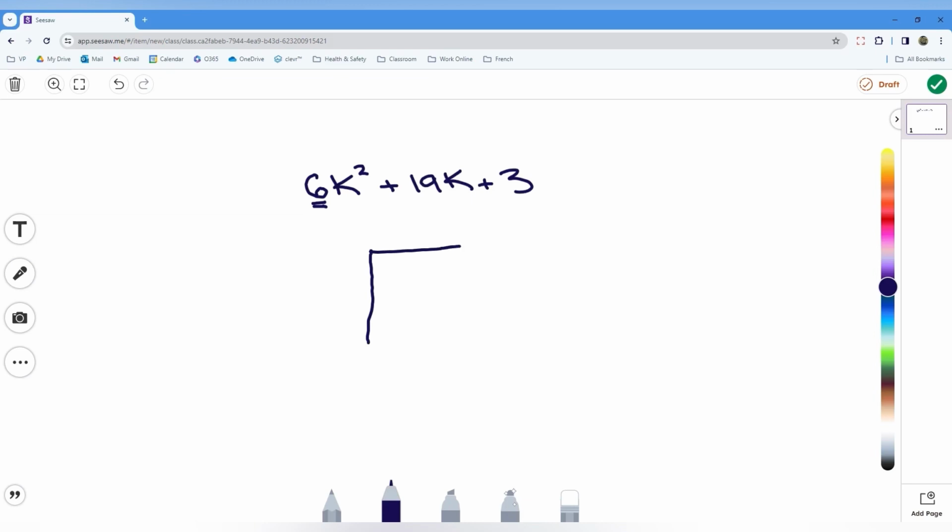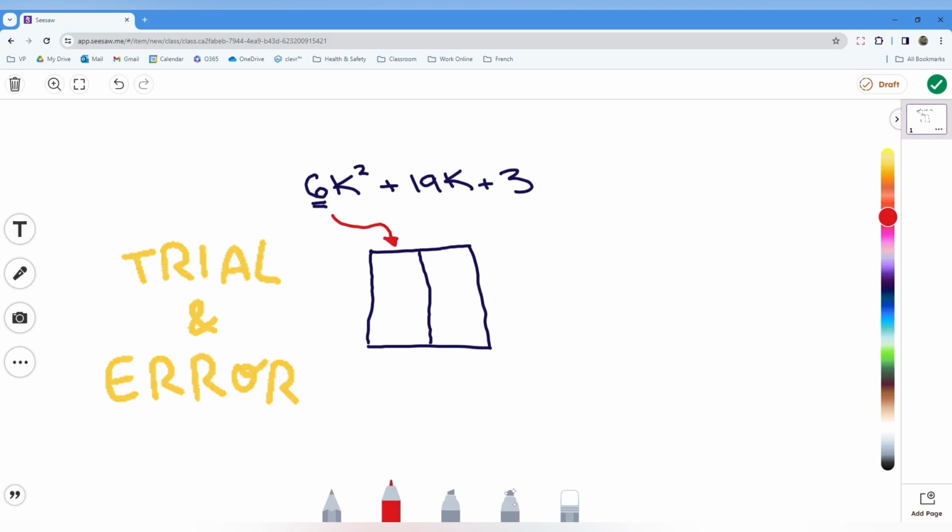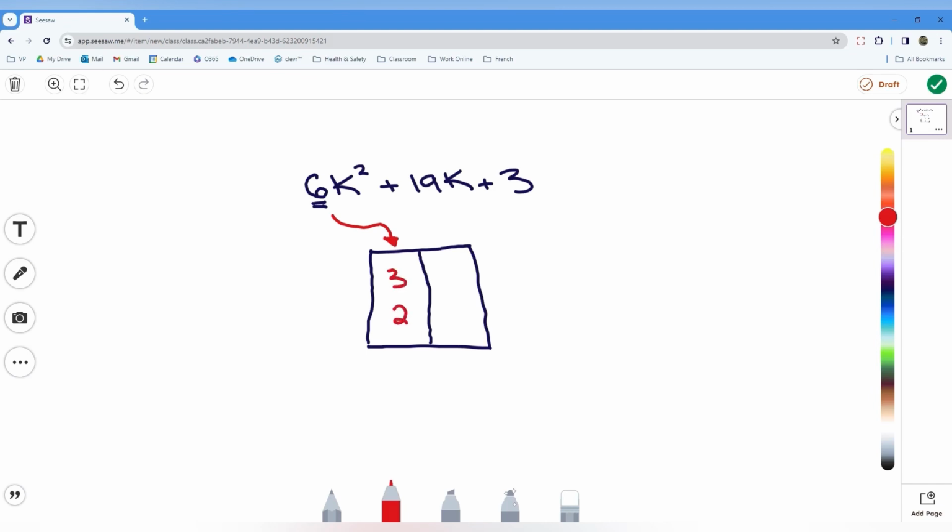What I do is I create a box, and I divide it into two columns. Down that first column, I look for what are the numbers that can multiply to make that leading coefficient of 6. Sometimes there is trial and error. It may not work the first time. So when I think of 6, I'm going to try a 3 and 2. Down the last column, we look at what are the numbers that multiply to make 3. I'm going to try 1 and 3.